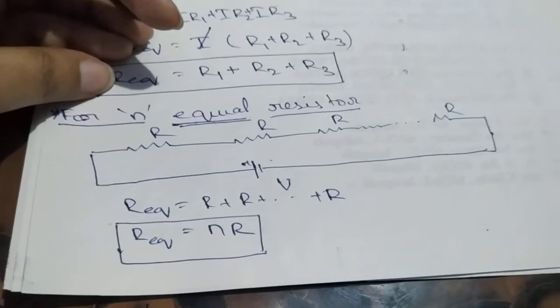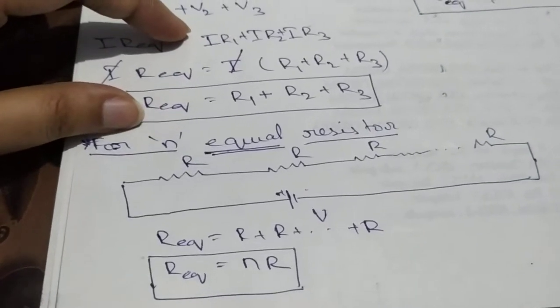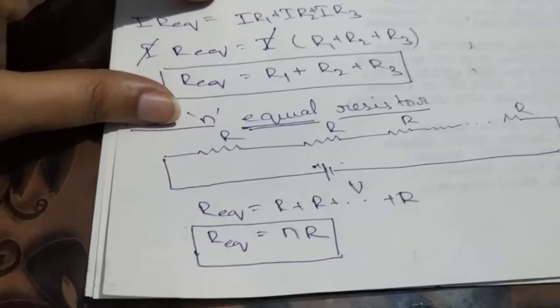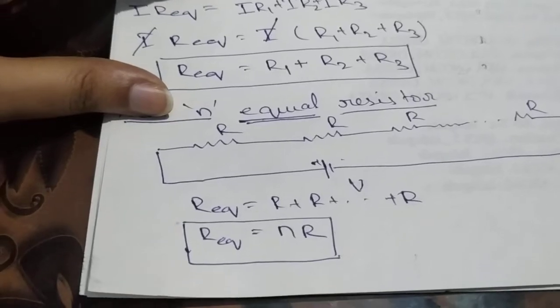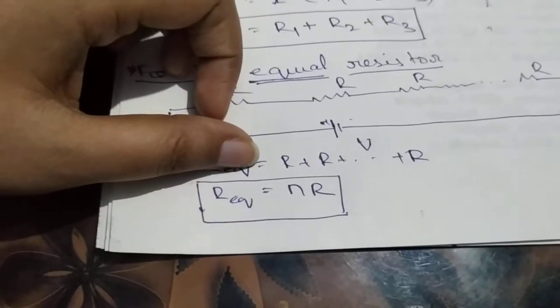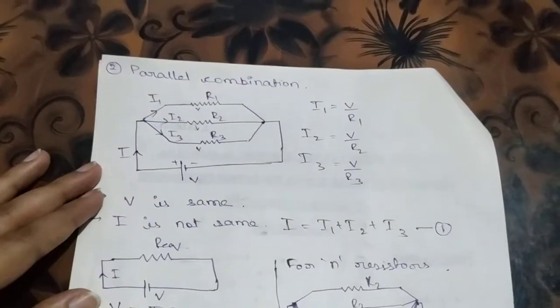So if a question comes that 10 resistors of value, suppose 5 ohm each, are connected in series, then what is the value of equivalent resistance? If there are 10 resistors, N value will be 10. 10 into each resistor 5, so 5 into 10, 50 ohms. Directly we can find it out.